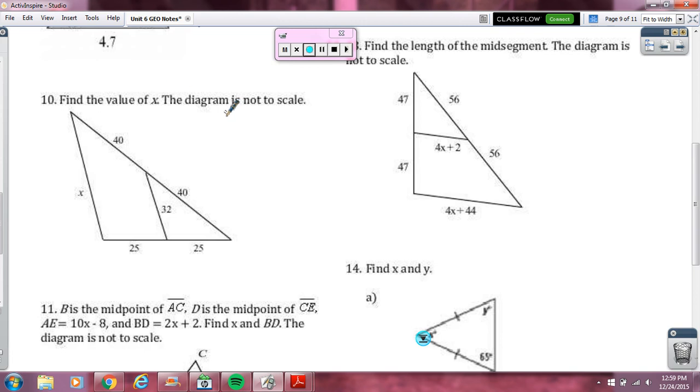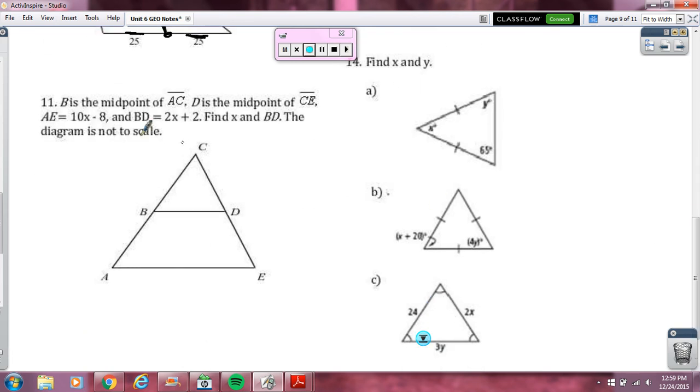The diagram is not to scale. Well, let's see. So first of all, I'm noticing this little section and this little section are the same, making that dot a midpoint. This little section and this little section are the same, making that dot a midpoint. So the line here in the middle is a mid-segment, which I know to be half as big as this longer side. So if this guy's 32, this guy's going to be 2 times that, or 64.